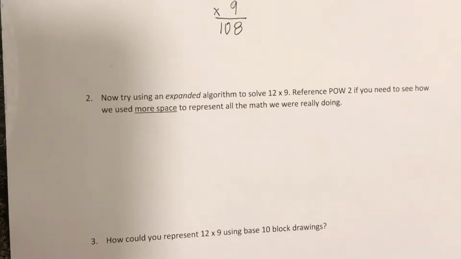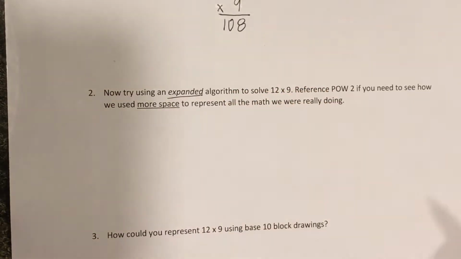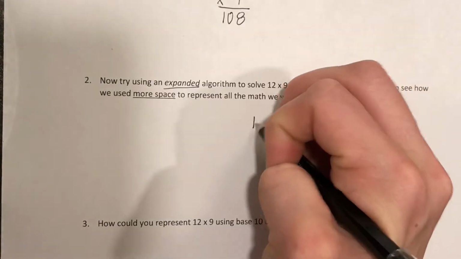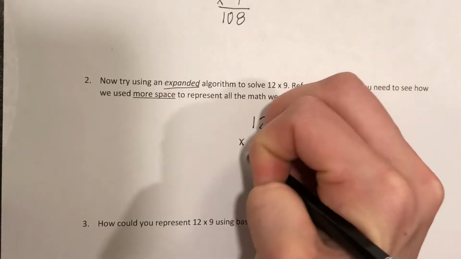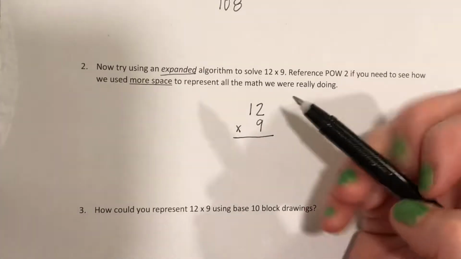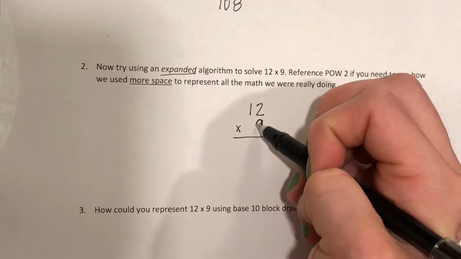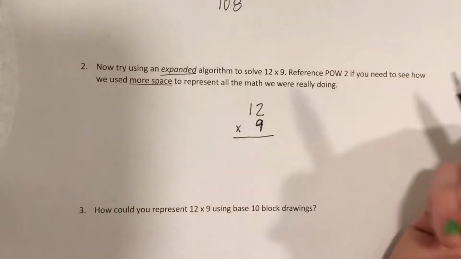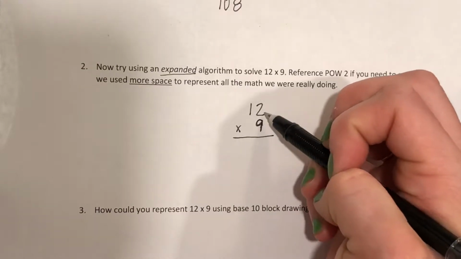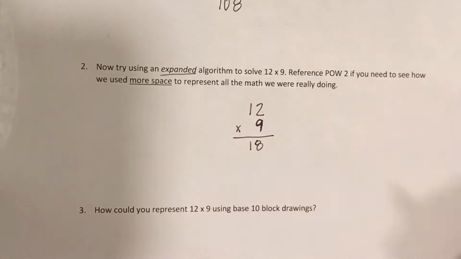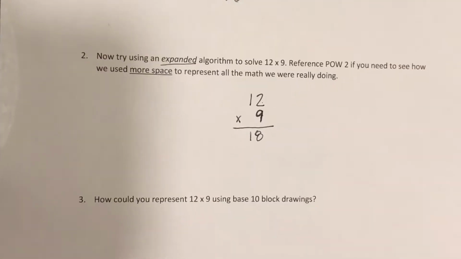So question 2 asks you to think about what an expanded algorithm might look like. With expanded algorithms, the goal is really to represent all of the steps of the problem true to what's really happening. So when we do a problem like 12 times 9, we would ask ourselves, how much is 9 ones if we have 2 groups of them? Or alternatively, how much is 9 groups of 2 ones? Well, 9 groups of 2 ones is 18 ones. So we would put the entire 18 down.